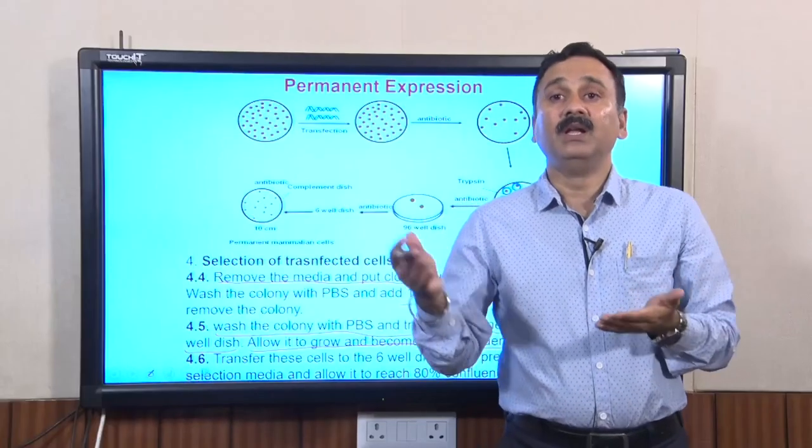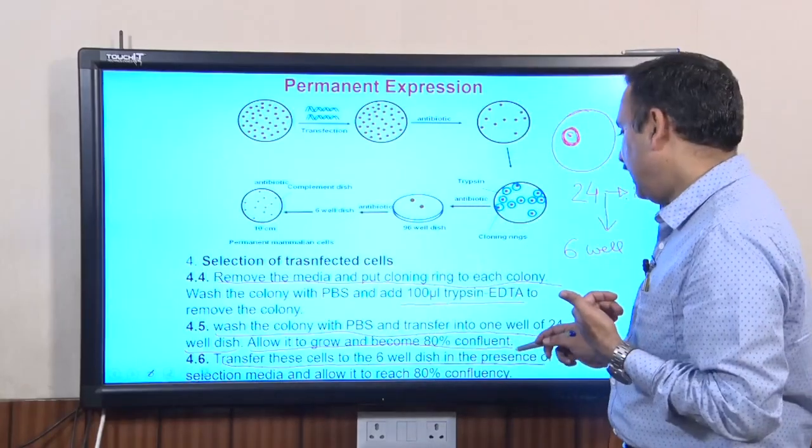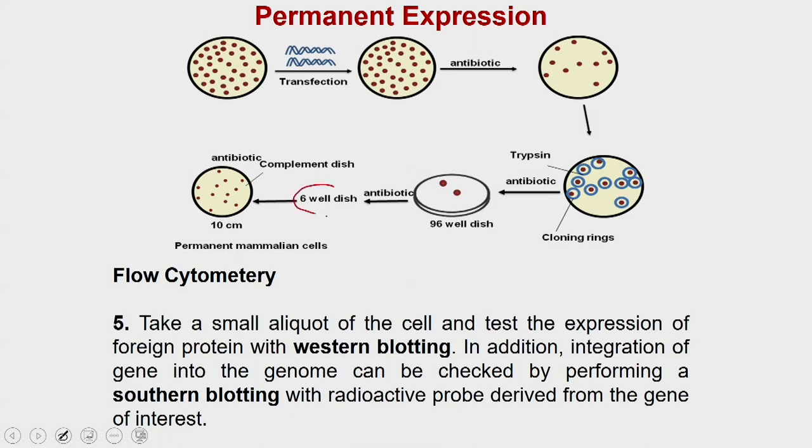Once it becomes 80% confluent, then you do another round of selection, okay. You have put it into the 24 well dish and allowed it to reach 80% confluency. Once it is confluent, you take out these cells and put them into a 6 well dish in the presence of selection media, which means you can still have the antibiotic pressure, and allow that to reach 80% confluency. Once it reaches 80% confluency in the 6 well dish, you can take it out again and let it grow into the 10 centimeter dish in the presence of the selection media, and that is going to give you the permanent mammalian cells.